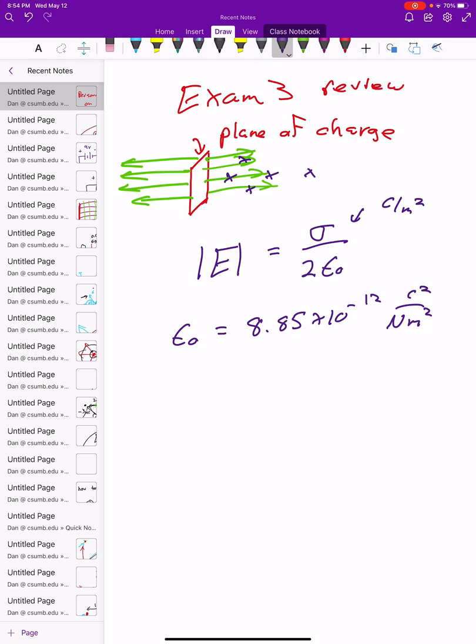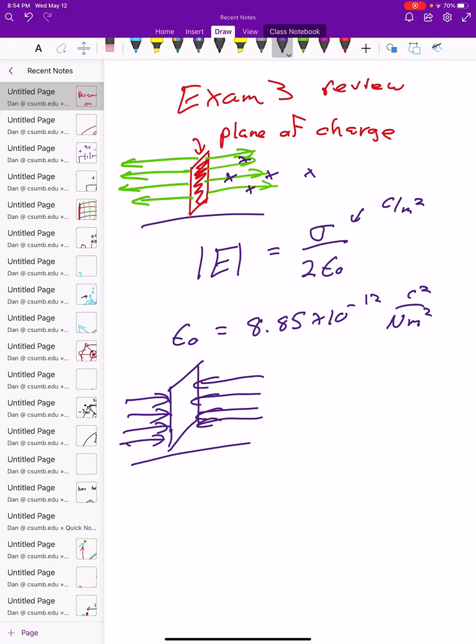And of course, if the charge were positive, these lines would be directed away from it. If the charge were negative, then the lines would be directed towards it rather than away from it, but it would still be a uniform electric field associated with the negative plane of charge. Draw that a little bit more cleanly. Something like this. There we go. Okay, so positive charge, electric field away, negative charge, electric field towards.